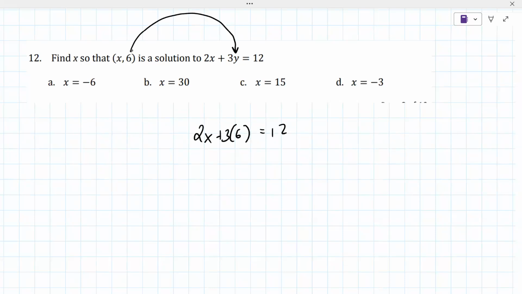2x plus 18 equals 12. And then I just did 12 minus 18, which I got my answer. Yeah, but it's 2x equals minus 6. 2. Oh, 2. Yeah. Oh, so negative 3.